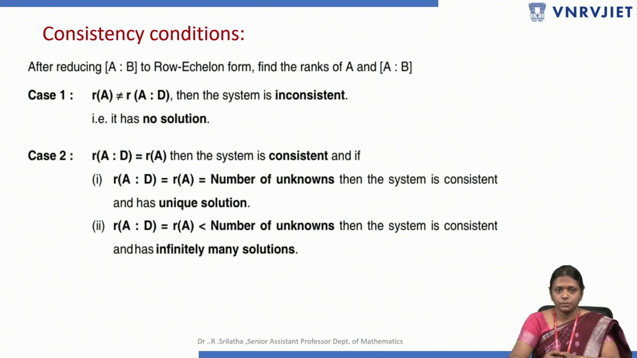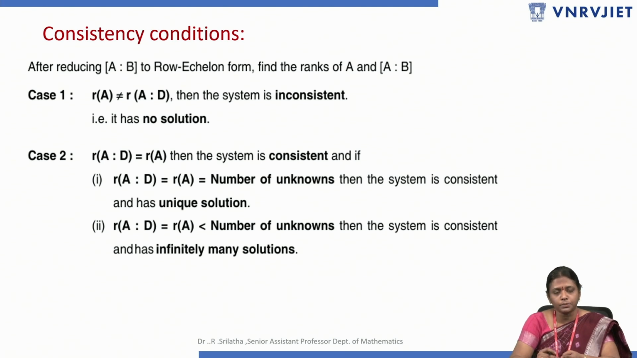So when is the system going to be consistent? If rank of augmented matrix equals rank of A, if both values are equal, we can say that the system is consistent. If the system is consistent, it has a solution. It has a solution means what type of solution? Is it an infinite solution or the unique solution? Again we need to move back to the number of unknowns.